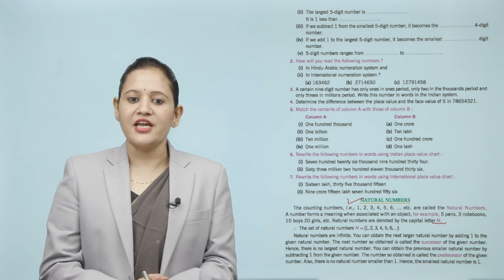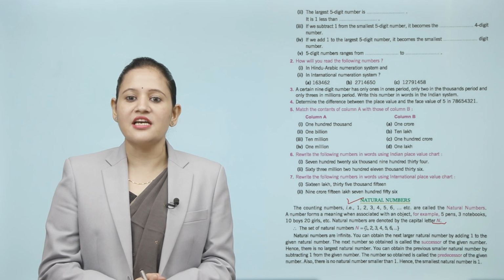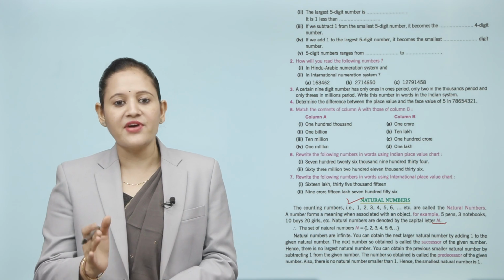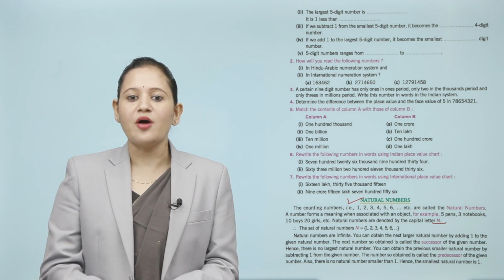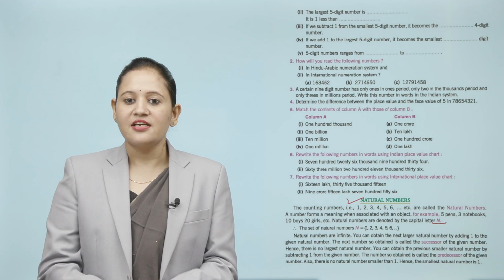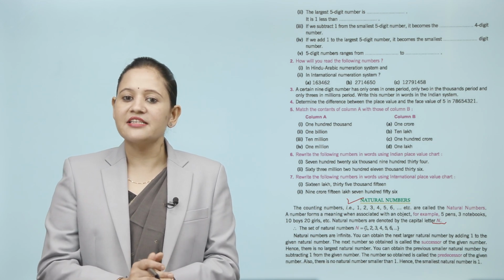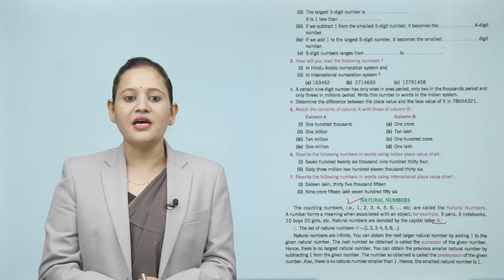The set of natural numbers N equals 1, 2, 3, 4, 5, 6 and so on. Natural numbers are infinite. We can obtain the next larger natural number by adding 1 to the given natural number. अगर next number find out करना है so we will add 1 to it. The next number so obtained is called the successor. जो next number होगा वो क्या कहलाएगा? That is called successor of the given number. Hence, there is no largest natural number.